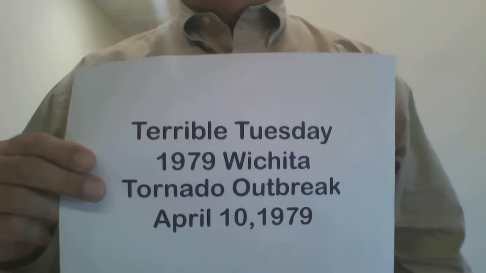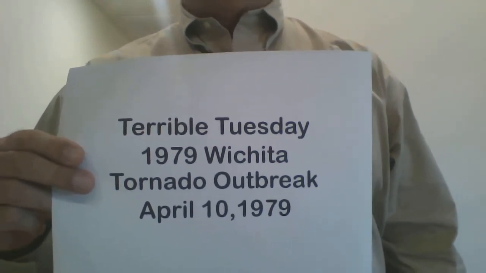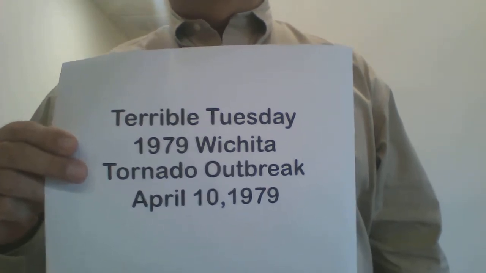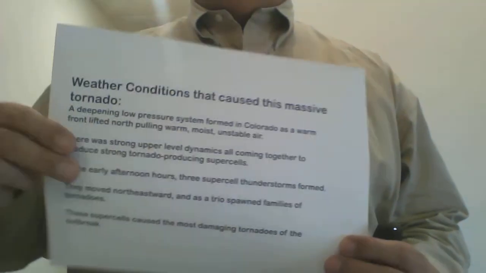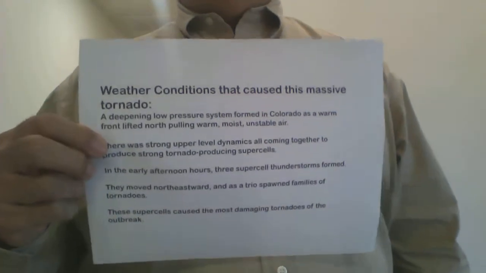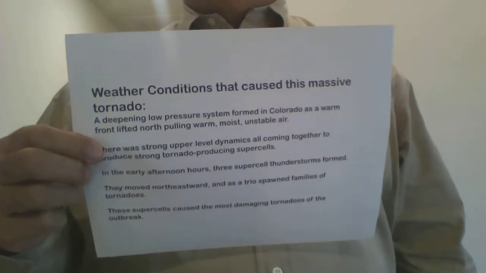Today I'm going to be doing a video presentation over Terrible Tuesday, the 1979 Wichita tornado outbreak that happened on April 10th, 1979. This was a very, very bad tornado. I had family that lived in that area at this time, and I remember when this had happened. I was probably about 7 or 8 years old.